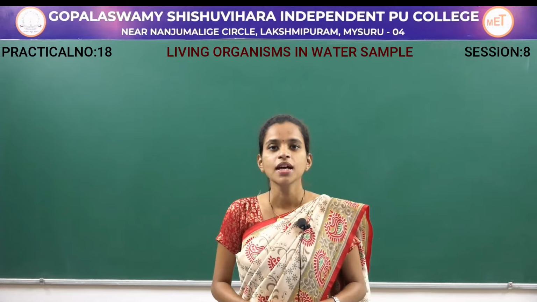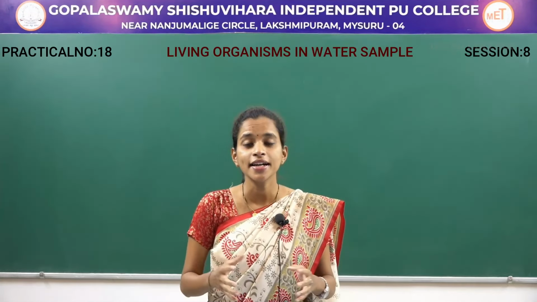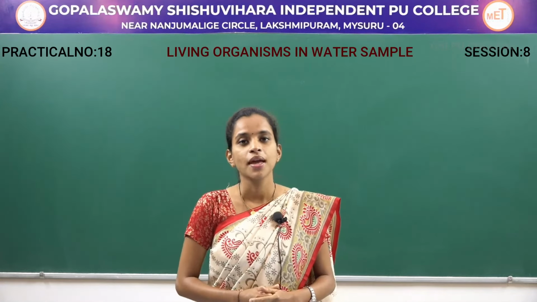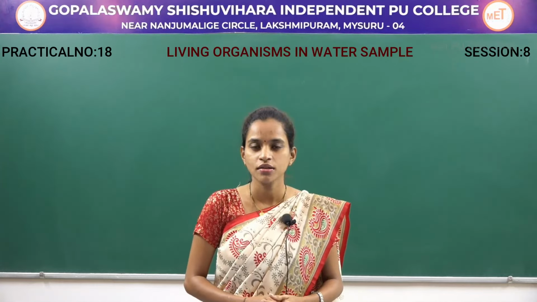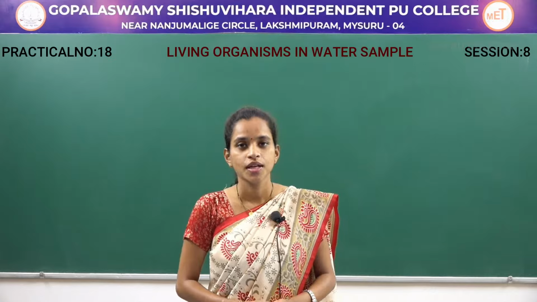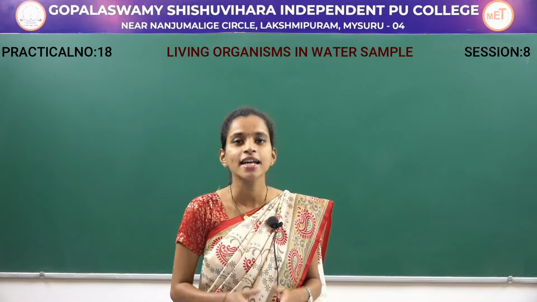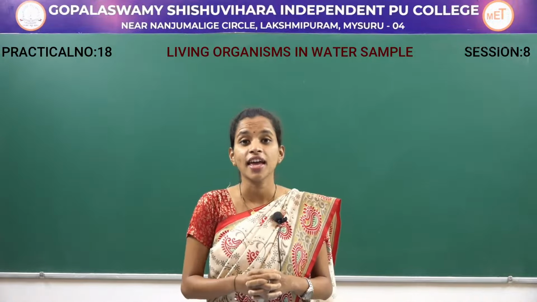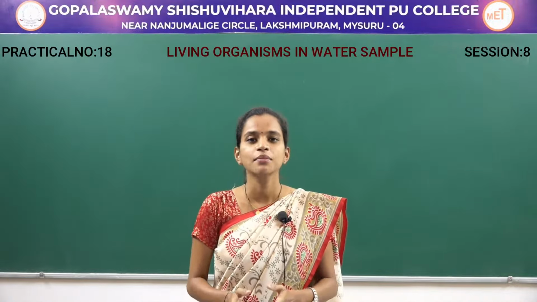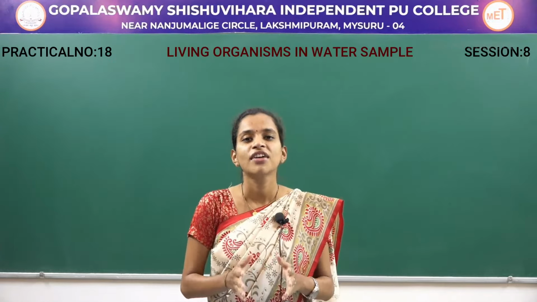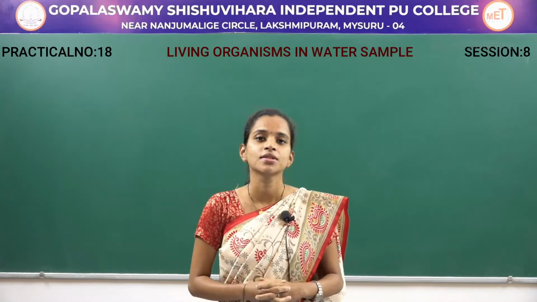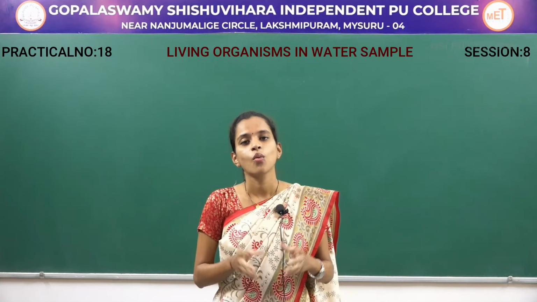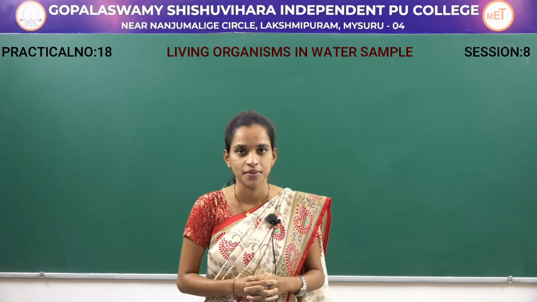For this experiment, you have to collect 500 ml of water from a particular region, maybe a stagnant water or a pond. Once the water is collected, it should be added with fixative. The fixative added will be FAA. So, the FAA means 5% of formalin, 5% of acetone and 90% of alcohol. This helps in fixing the organisms that are present in the water sample.